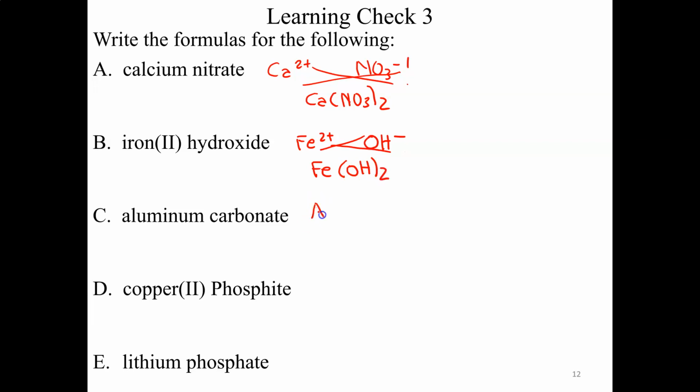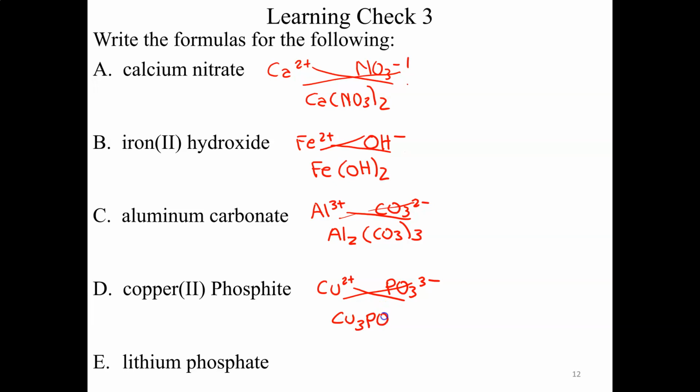Aluminum carbonate, aluminum group 3A, positive 3. Carbonate, CO3, 2 minus. Crisscross, Al2. CO3, I got to put a number on the outside. It's not 1, so parentheses, CO3 with a 3 on the outside. Copper 2 phosphite. Copper is positive 2 because Roman numeral 2. Phosphite, PO3, negative 3. Crisscross, Cu3. PO3, you got to put parentheses because you have more than one of them. 2.